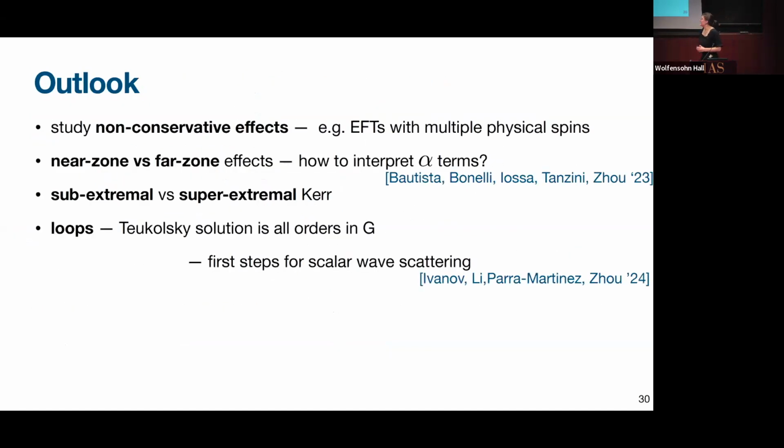Okay, I think I'm almost out of time. I'll just maybe flash the outlook. So as I said, there's definitely still a lot to consider in terms of how to understand near zone and far zone effects, whether we should be incorporating only far zone in our amplitudes or if we want to model everything. There's maybe more to say in terms of incorporating non-conservative effects. I would agree that just adding the contact term is potentially not the most consistent way to do it. Maybe we should be studying EFTs where you allow multiple physical spins to interact.